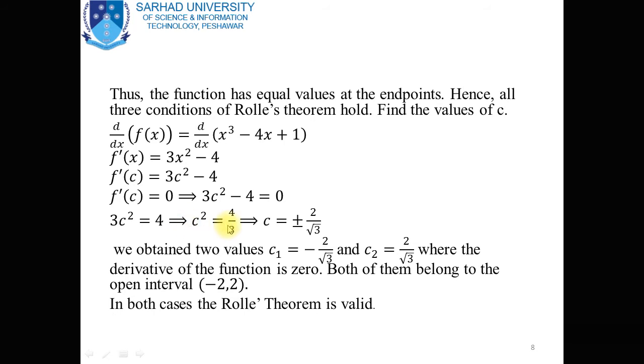Now dividing both sides by 3, c^2 = 4/3. Now taking the square root, c = ±2/√3. We obtain two values of c. One is called c1 = -2/√3 and the other value is called c2, which is equal to 2/√3, where the derivative of the function is 0. Both of them belong to the open interval (-2, 2). So for these two values, in both cases, Rolle's theorem is valid.